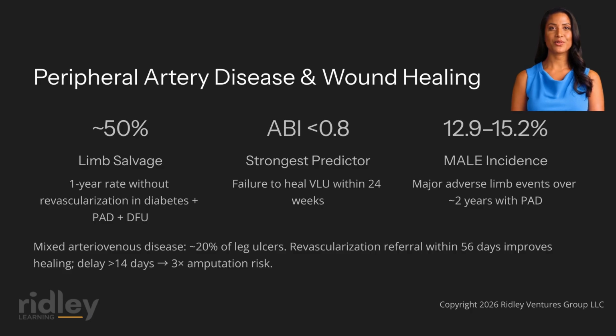Now let's look at peripheral artery disease and its effect on wound healing. Peripheral artery disease represents one of the most significant prognostic factors for delayed wound healing across multiple wound etiologies. In patients with diabetes, PAD ranges from atherosclerotic disease of the iliac and femoropopliteal arterial segments to more distal disease affecting the tibial and peroneal arteries.